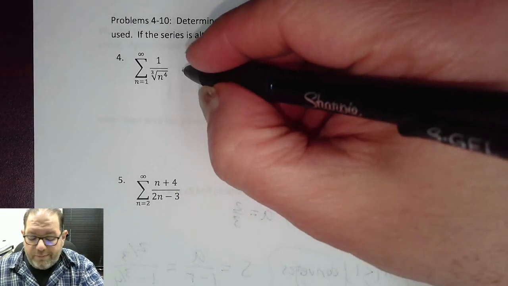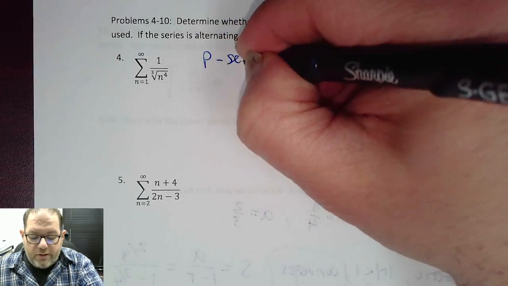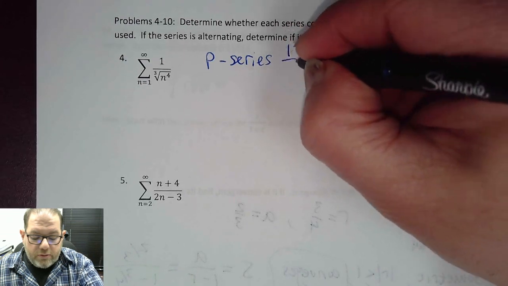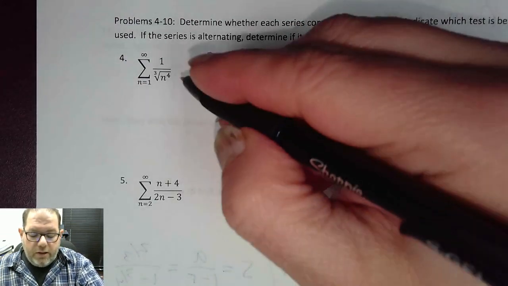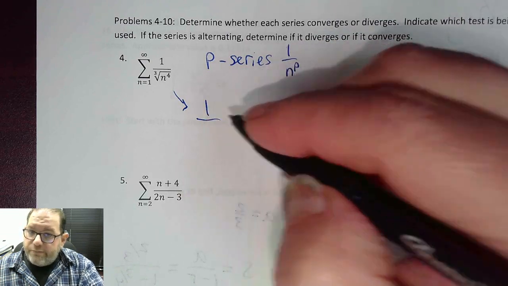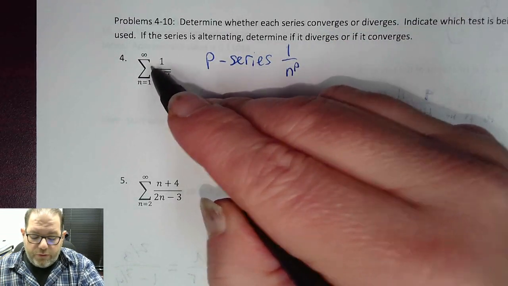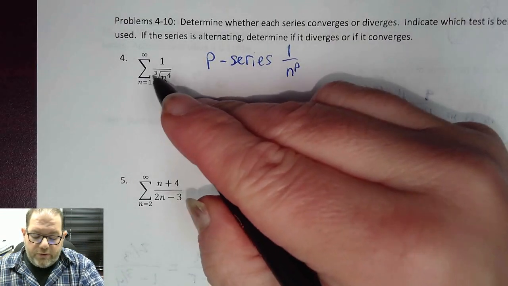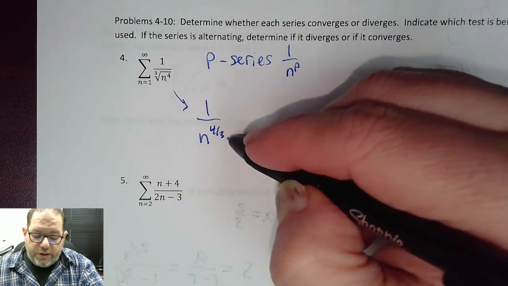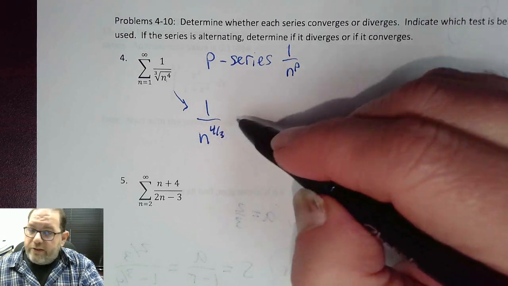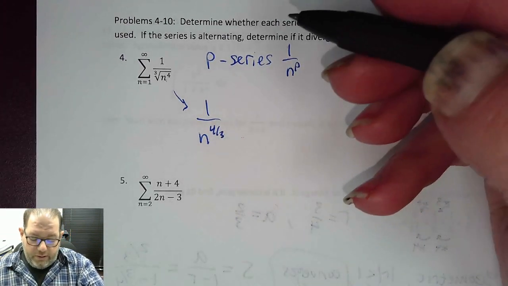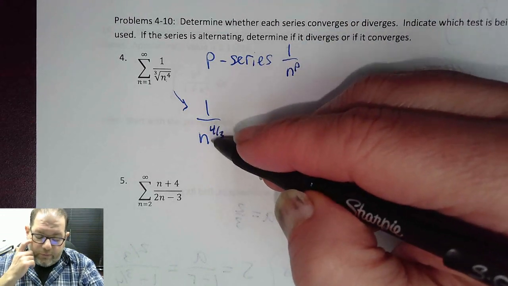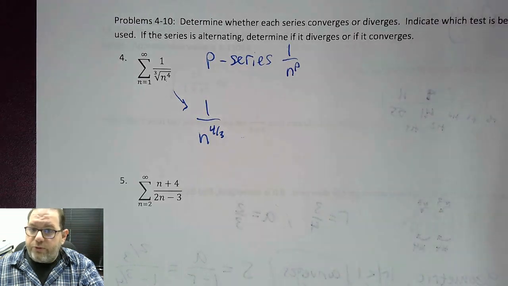First one, though, this is a p-series, because we have 1 over n to the p. In this case, and we have to be careful how we interpret this, this is n to the 4/3. Because if we interpret that backwards, then we get a number that is smaller than 1 rather than a number that is larger than 1. And that's actually the requirement that we have to check for p-series. If this exponent is bigger than 1, we know it converges.